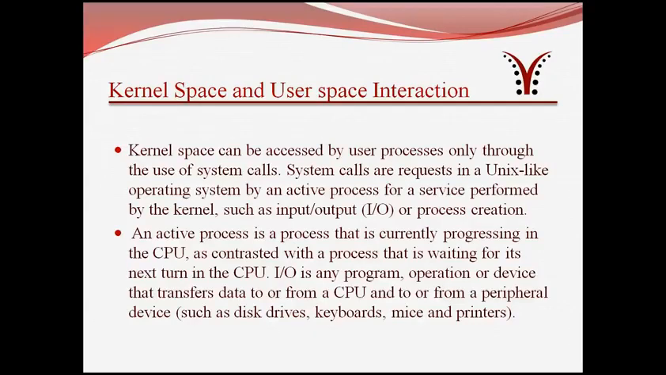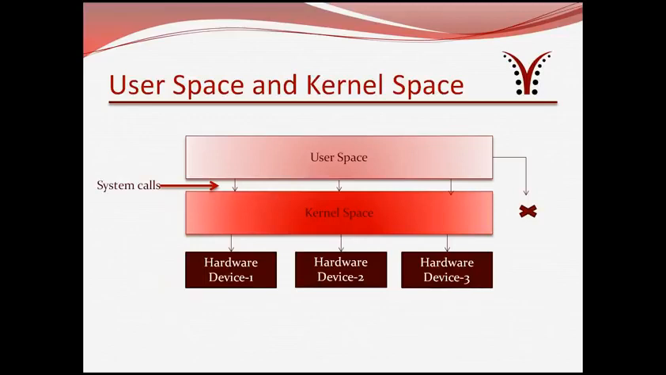In this, what exactly do we mean by an active process? An active process is a process that is currently being processed in the central processing unit, whereas the other process is one which is waiting for its next turn in the CPU. Pictorially, let's see how this interaction happens.